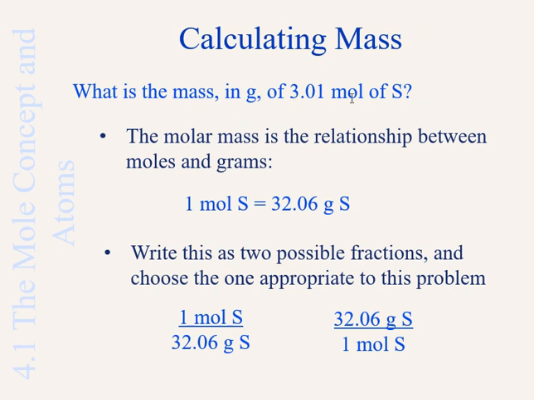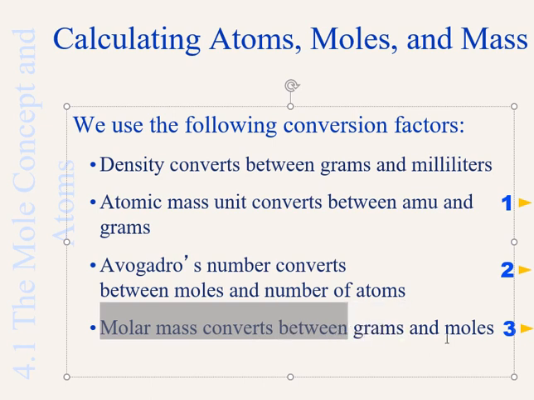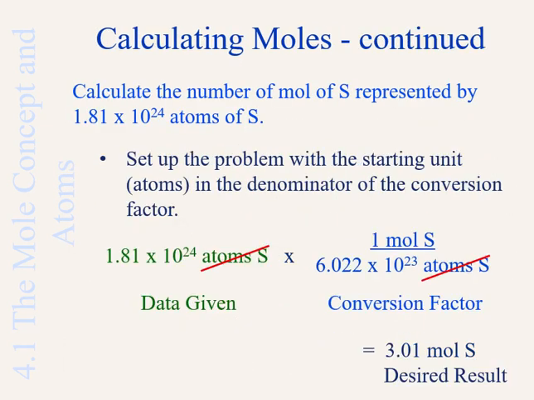Okay. Now what is the mass in grams of 3.01 moles of sulfur? How do I find that out? If we look over here, the last one, molar mass converts between grams and moles. We use Avogadro's number to convert between moles and number of atoms. From the number of atoms of sulfur, we found the moles of sulfur using Avogadro's number. Now we have the moles, 3.01 moles. We want to know how many grams that is. That's when we'll use the molar mass conversion factor.